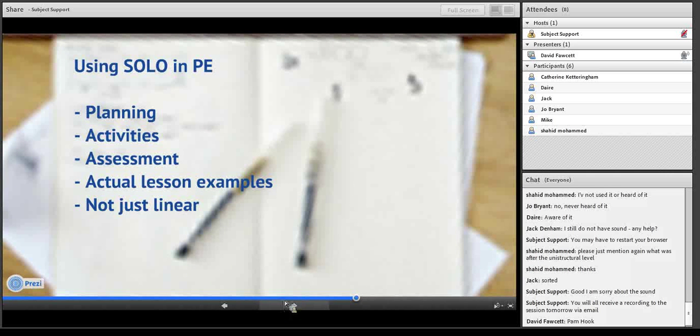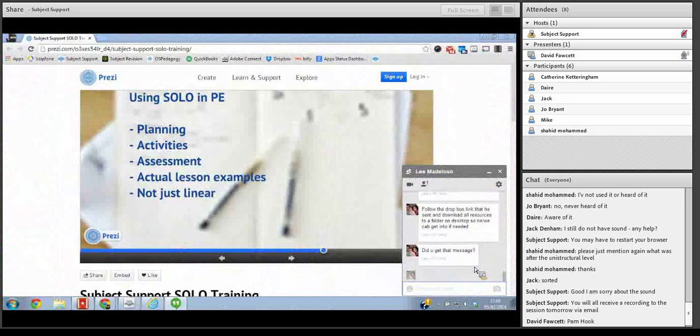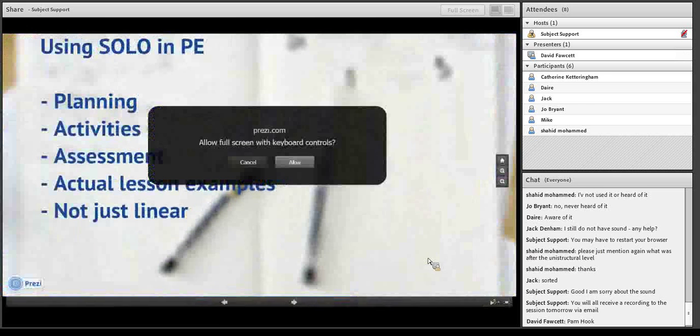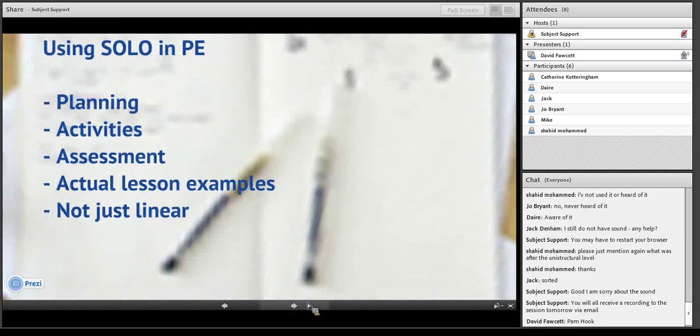and also I'll show you how SOLO Taxonomy isn't just a linear progress. Sometimes with Bloom's Taxonomy you have to start at the bottom and move your way up to the top. As we go through this, I'll show you how SOLO Taxonomy can allow you to start thinking about starting at the top and moving backwards and so forth. So we want to start moving on to the first bit, please. We can then show you how to use it in your planning.